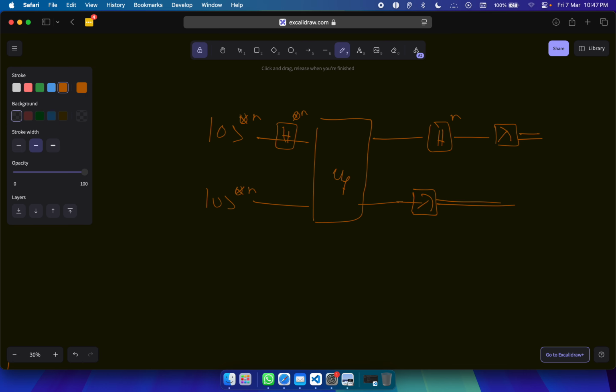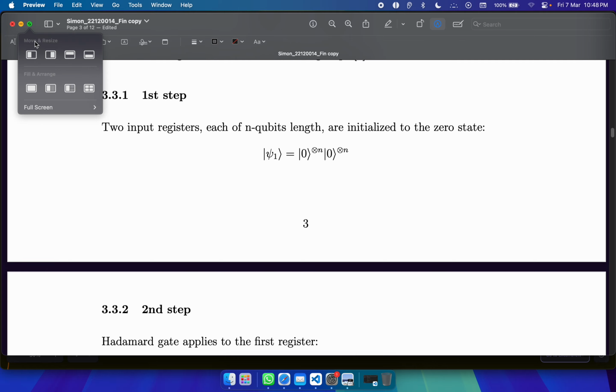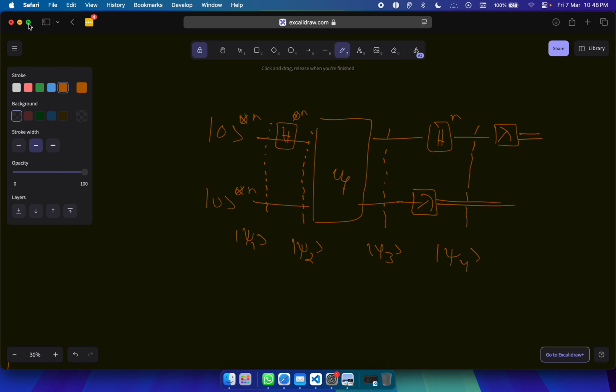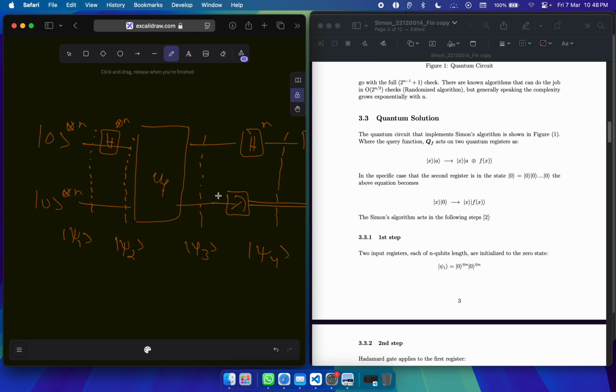Now let me write this like this. This will be psi1, the state at this position. At this time it's psi2. This at this time is going to be psi3, and this is going to be psi4, because after this it does not remain a quantum state, so we do not show this as a psi. So I'm going to put this here, and I'm going to put this right here. Now I think it makes a bit more sense.